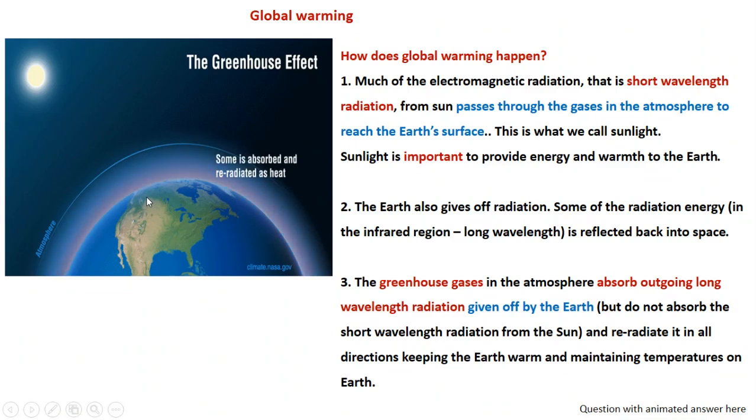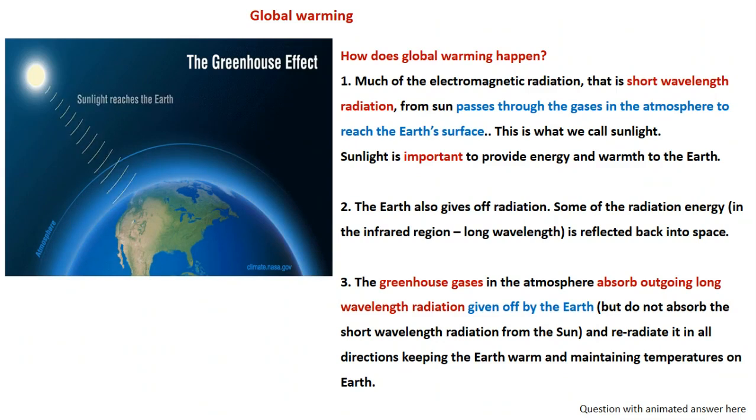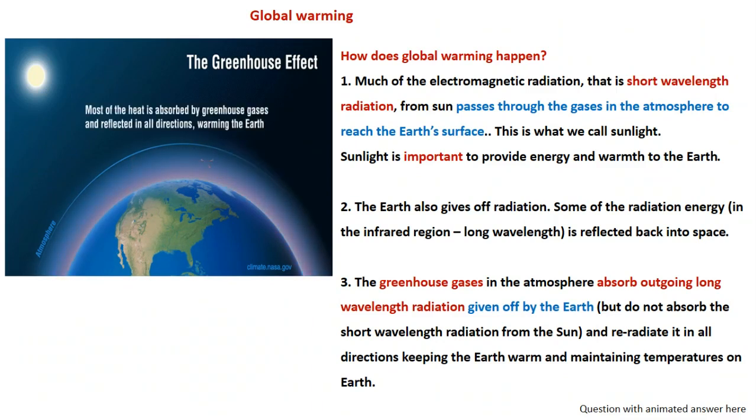It is only when the Earth reflects radiation, and this radiation which is reflected by the Earth is the long wavelength. Long wavelength has less energy. That is the radiation that is absorbed by the greenhouse gases. And this is what is re-radiated back into our atmosphere, back to the Earth, and that is what makes the Earth very, very warm. That's what causes what we call global warming. Global warming, why? Because of an increase in the average temperature of the Earth.